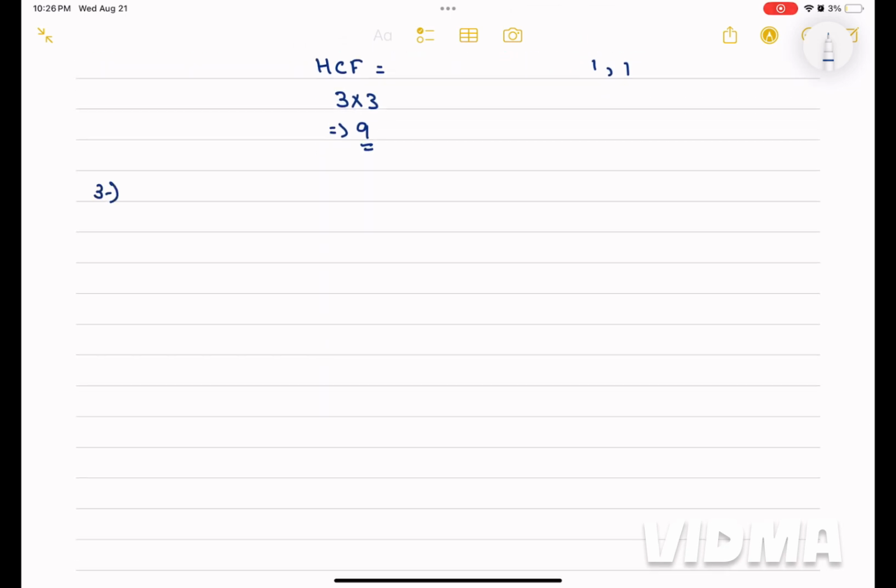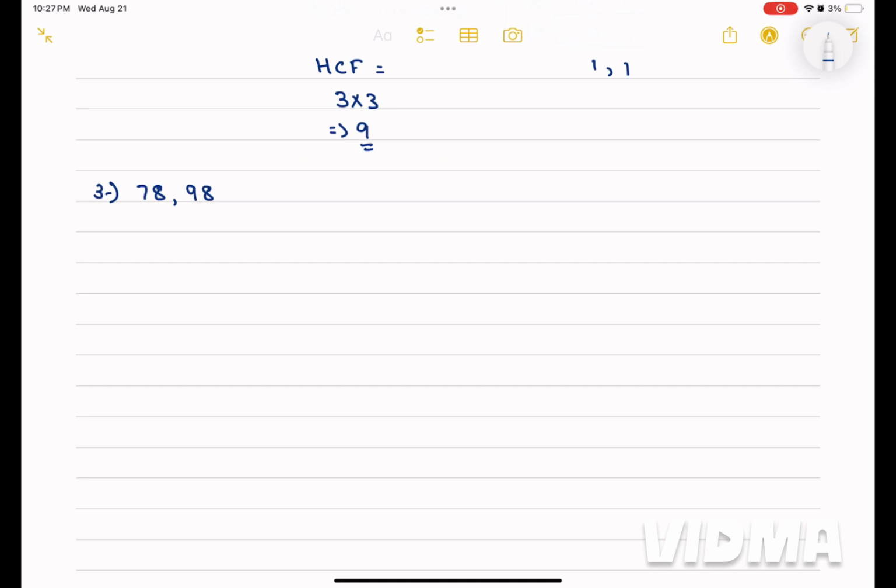78 and 98. Again, it's clearly visible that both of them are even numbers. So they will be divisible by 2. Start with the lowest. Take it easy. Then you can slowly start increasing your level by using higher numbers. Let's start with the ladder method first.